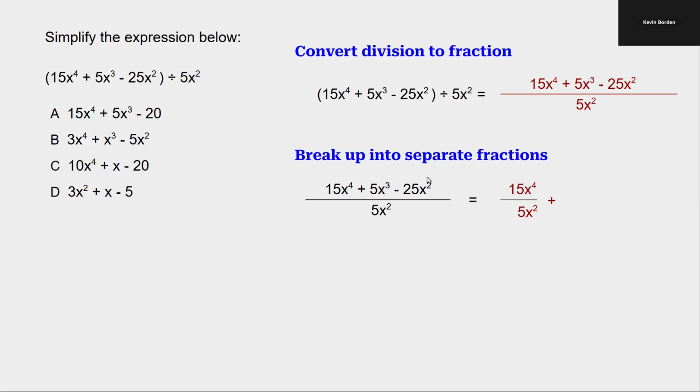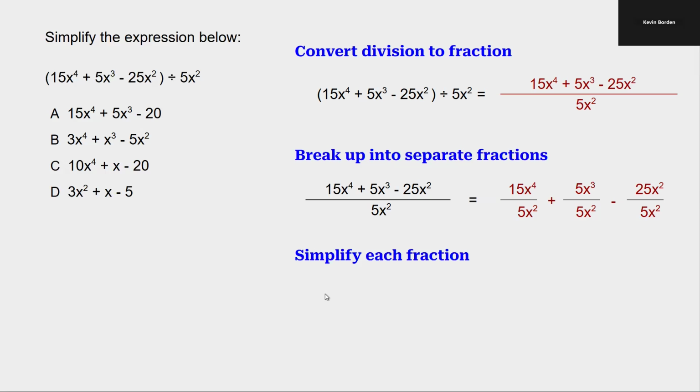And we create our second fraction. 5x to the third over, once again, 5x squared. Now we will use the subtraction symbol because we are subtracting that last term. And we get 25x squared over 5x squared. Notice that our denominators are all the same, and our numerators are each part of this polynomial. So we're getting close to the end.